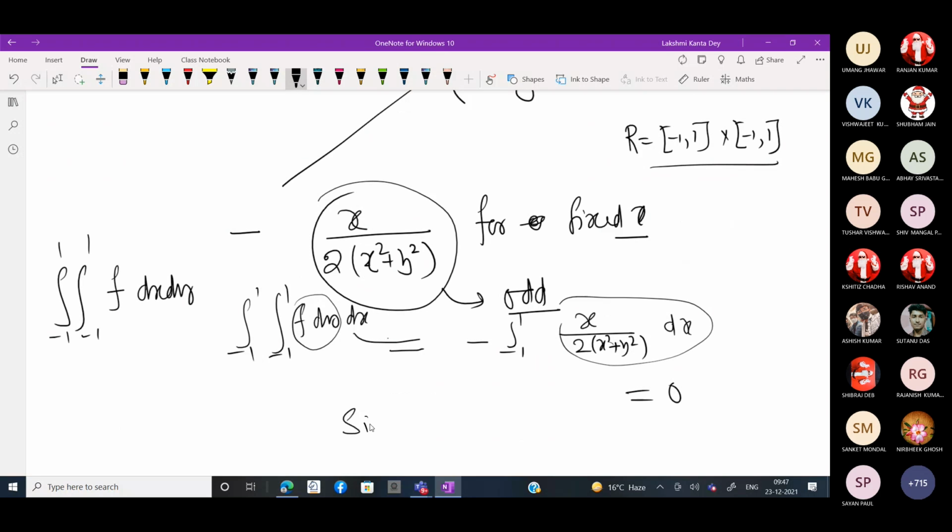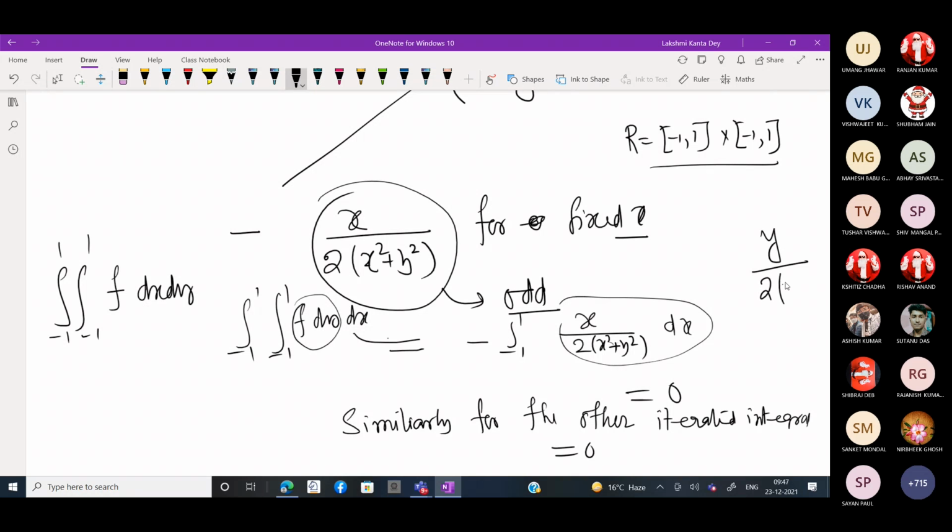Similarly, for the other iterated integral, it will also be 0. We'll get something like y by twice into x square plus y square. This is also an odd function. So ultimately, if we integrate this odd function from minus 1 to 1 with respect to dy, we get 0, right? So in both the cases, we will get 0.